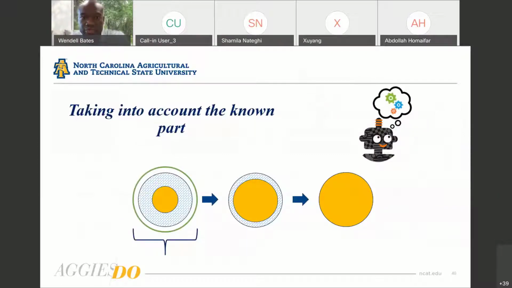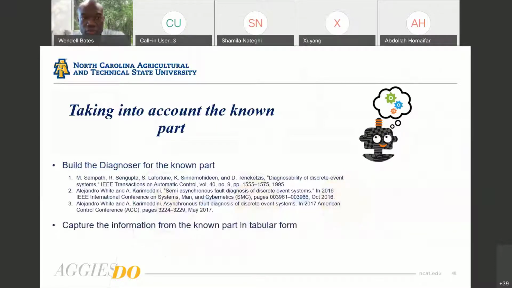And so now this step is taking into account the known part of the system. And so those steps are to build the diagnoser for the known part.